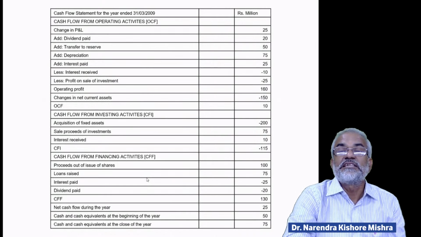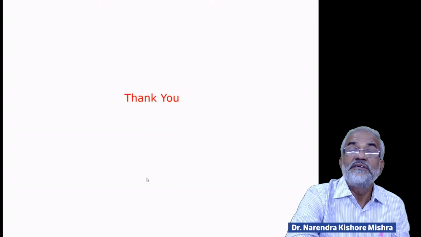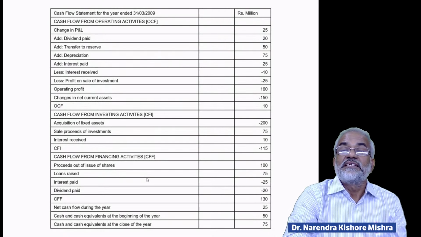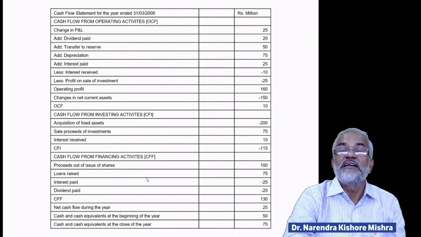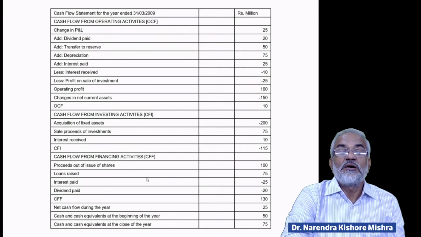Sale proceeds of investment, that is 75. Sale proceeds is given here, that is 75 million. That's why it is taken into consideration. Accordingly, the interest receipt as given in the additional information is taken into consideration. And as a result, the net flow of cash from investing activities became negative 115. Similarly, the cash from financing activities is also determined. It comes to 130 millions.